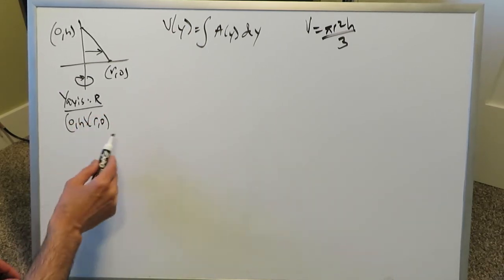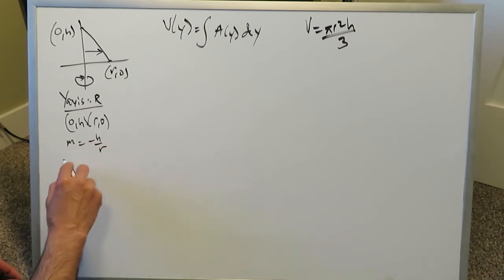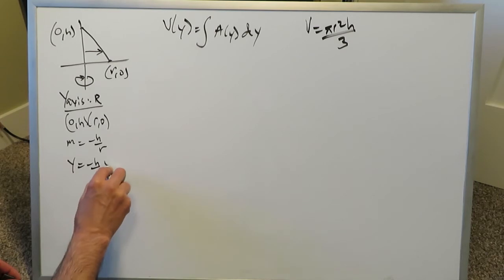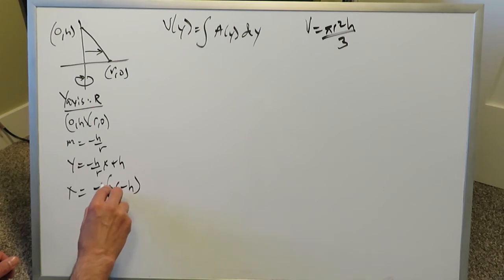A linear line will develop y equals mx plus b. The slope here will be minus h over r, and the equation will be minus h over r x plus your y-intercept (0, h). But since we're looking at integration here with respect to dy, we have to convert this into x equals format. It will be x is equal to (y minus h) times (minus r over h).